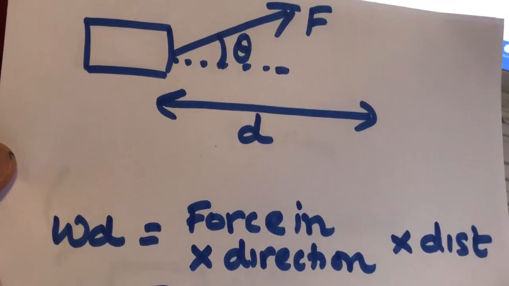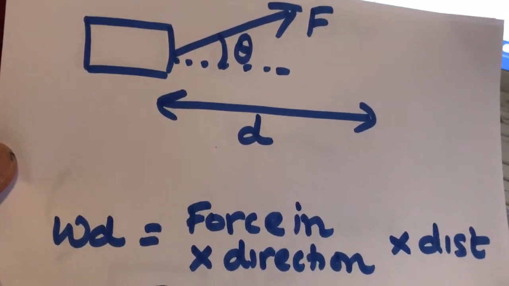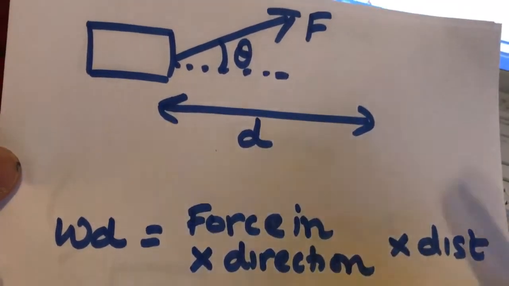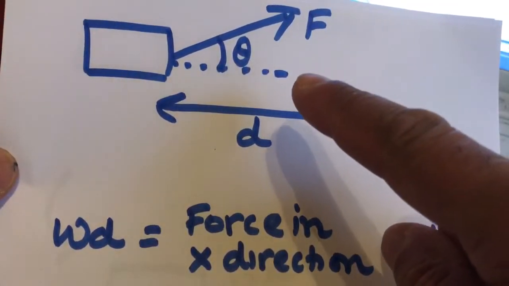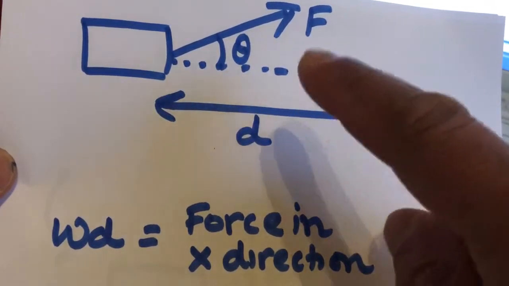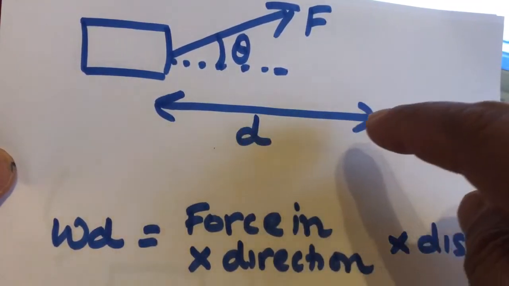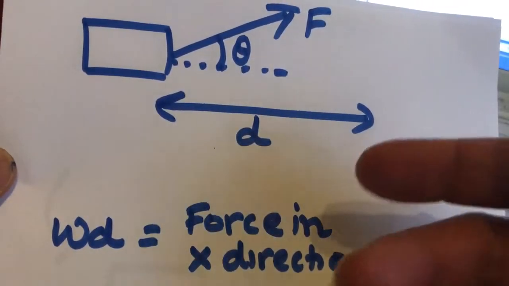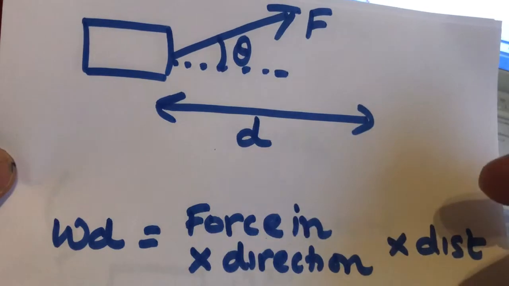But anyway, this is what we're looking at right now. We can now have an object that is being pulled by a force acting at a certain angle. Even if it is acting at a certain angle, the object can still move in a horizontal line.